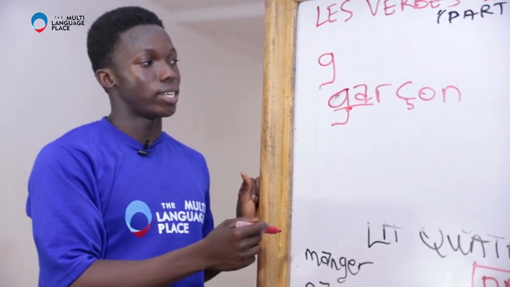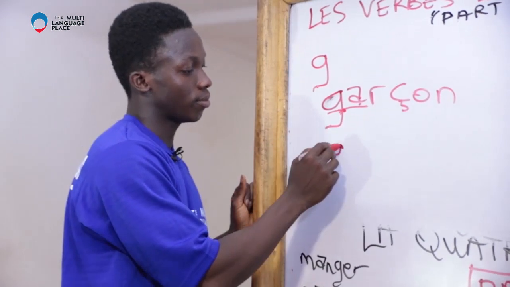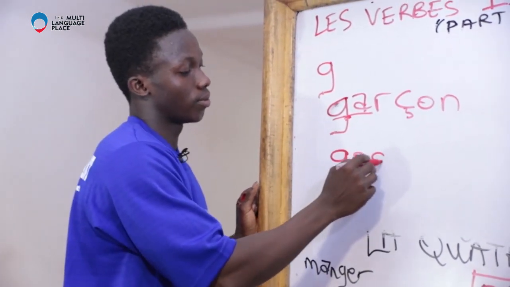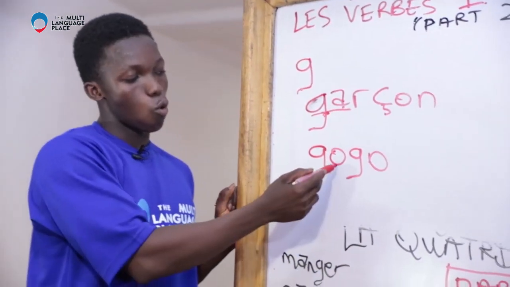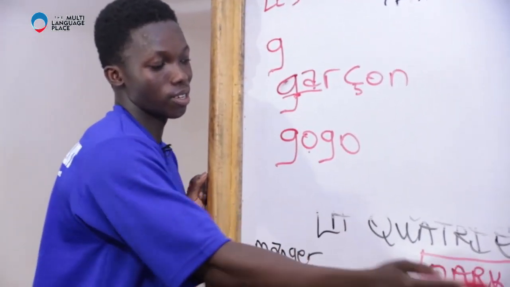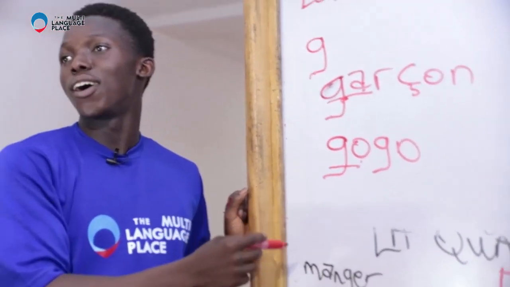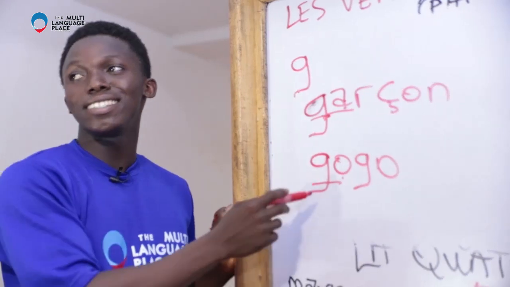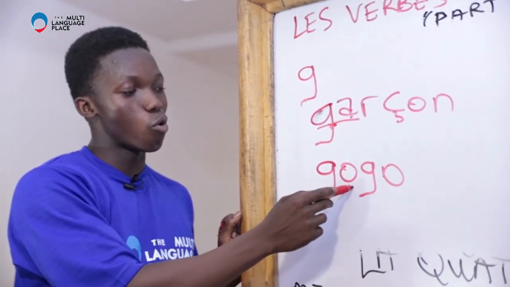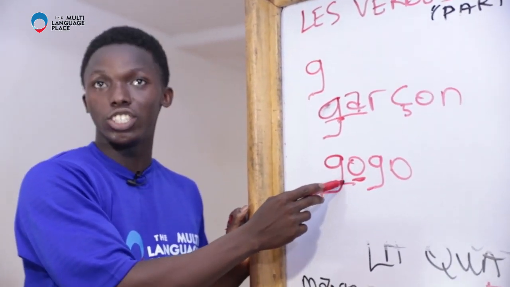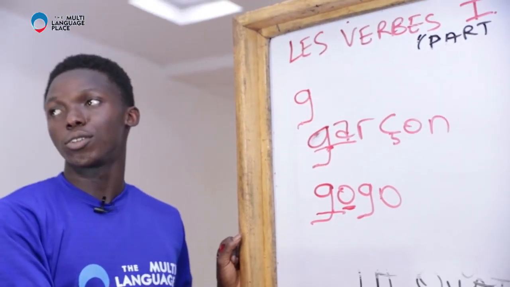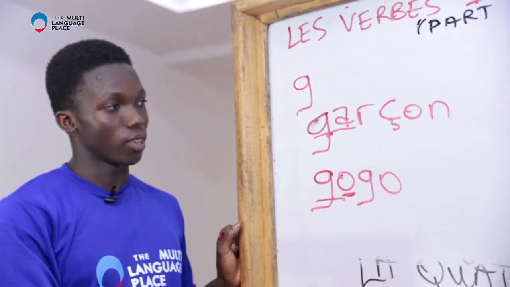Let's see another example. O is a dark vowel, so we pronounce this as go-go instead of jojo. O makes us pronounce this G as G, so it is pronounced go-go.